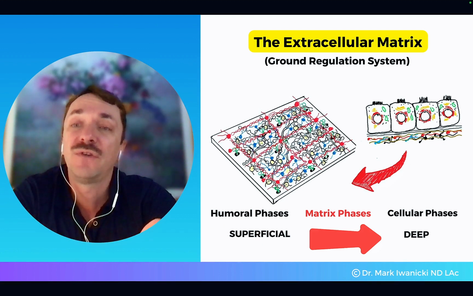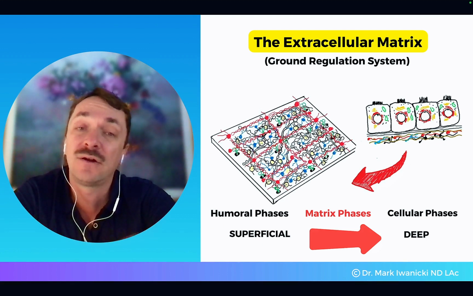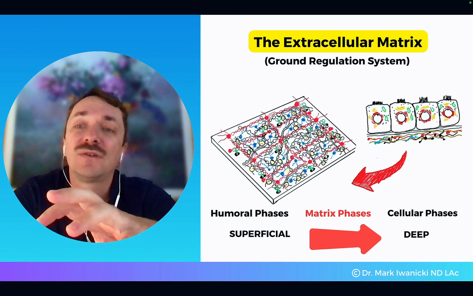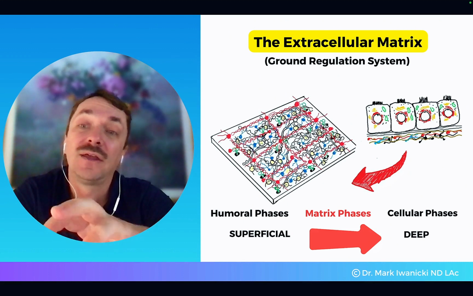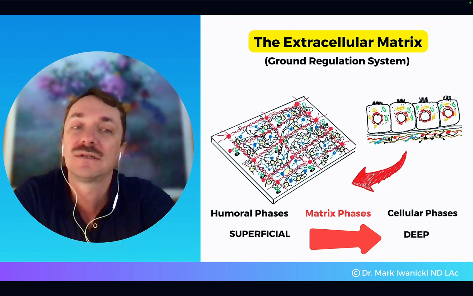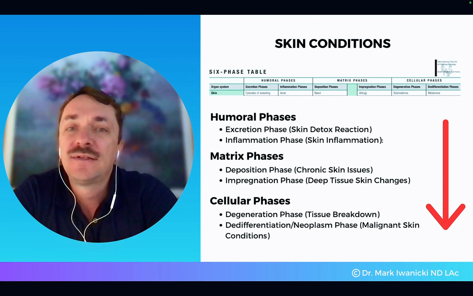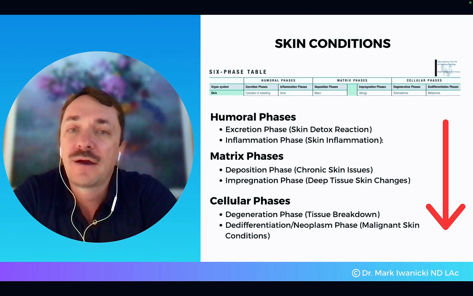And then in cellular phases, deep toxicity, we have toxicity not only affecting the matrix space, but also inside the cell, and then more critically inside the nucleus of the cell. So we have these 3 phases: the humoral phases, the matrix phases, and the cellular phases. The humoral phases are characterized by 2 subphases: the excretory phase, or excretion phase, and the inflammatory phase.